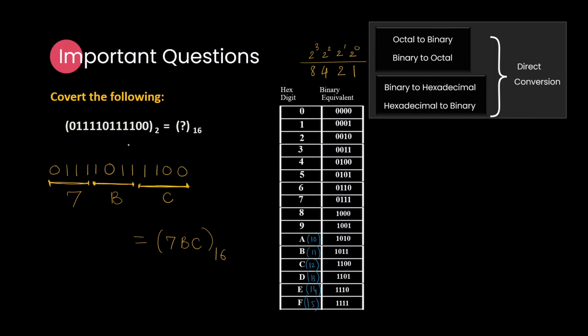Now let's convert this binary number to hexadecimal. Make groups of 4 bits starting from the right. So this is the first group, this is the second group and this is the third group. If you don't have sufficient bits to make a group of 4, add the required number of zeros on the left-hand side. Now look at this number 1100. It's C. This is the binary equivalent for B and here we got 7. So the final answer will be 7BC.